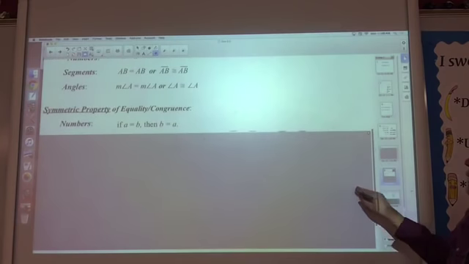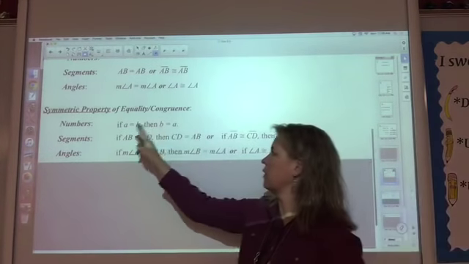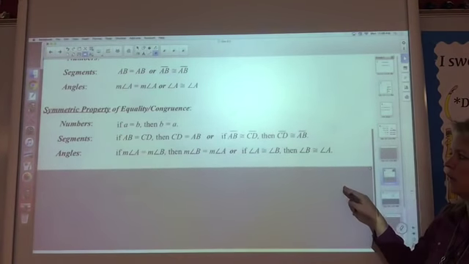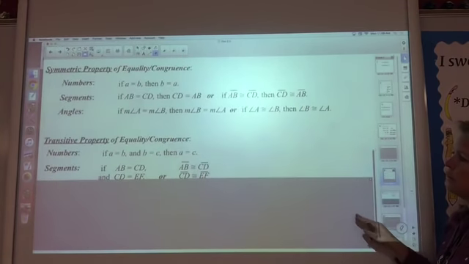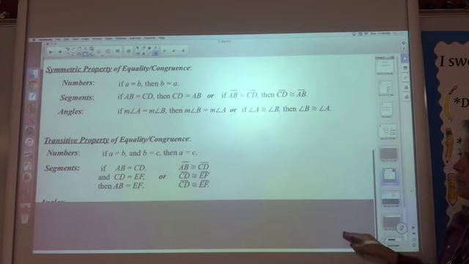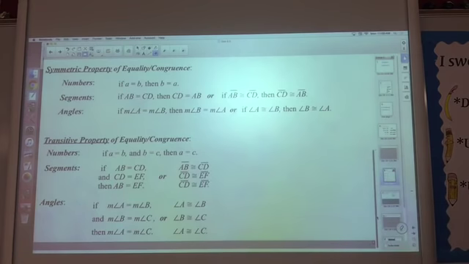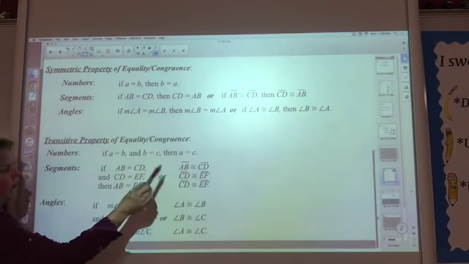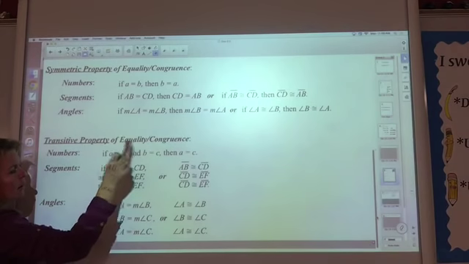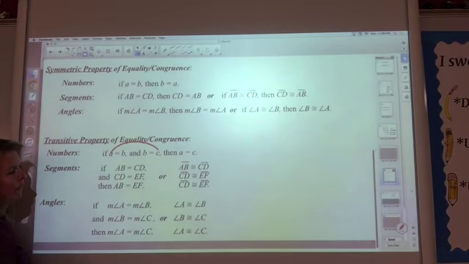Symmetric, I have a tendency to ignore or not use the symmetric property too much. It basically says you can reverse the order: if A equals B, then B equals A. Just switch them around, use them in either order. So we'll focus more on the transitive property of equality. That again also works with numbers, segments, and angles. It says if A equals B and B equals C, then A has to equal C. You have to have three things related to each other. If you know A and B are the same, and you know B and C are the same, then it only makes sense that A is the same as C.